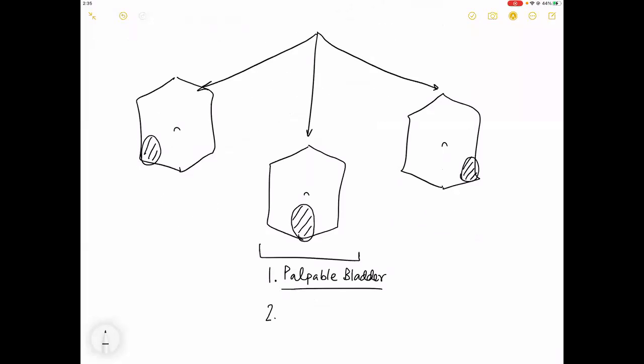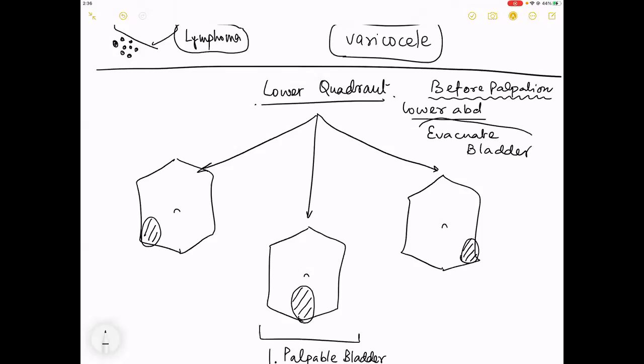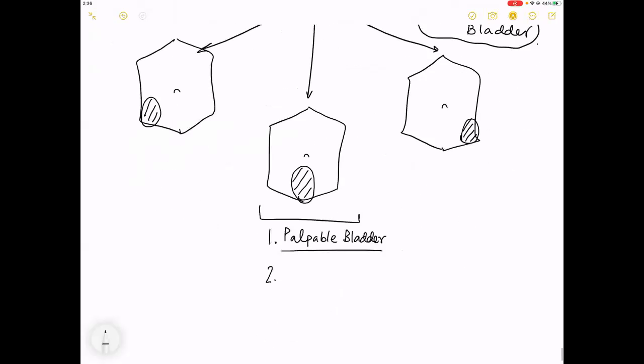That means, what is the number one step that you must apply before palpation in the lower abdomen? Evacuate the bladder. Evacuate the bladder. Evacuate the bladder. Number one. Examiners love to ask this question.